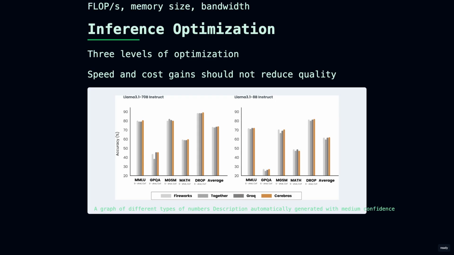This chart shows that the same model can perform a little differently depending on who serves it. The important thing to notice is not just the model name, but the inference system behind it, because that system can change real-world behavior.